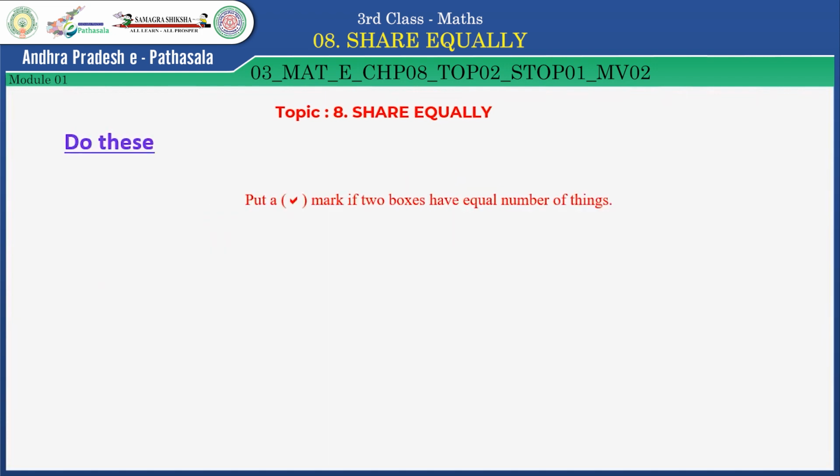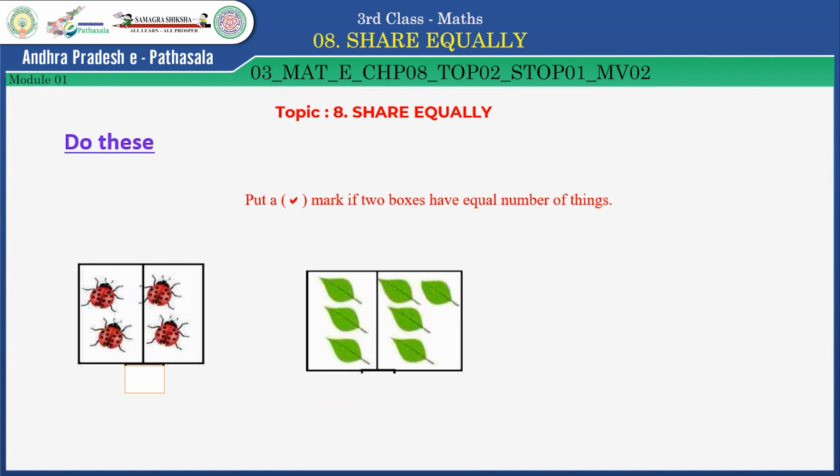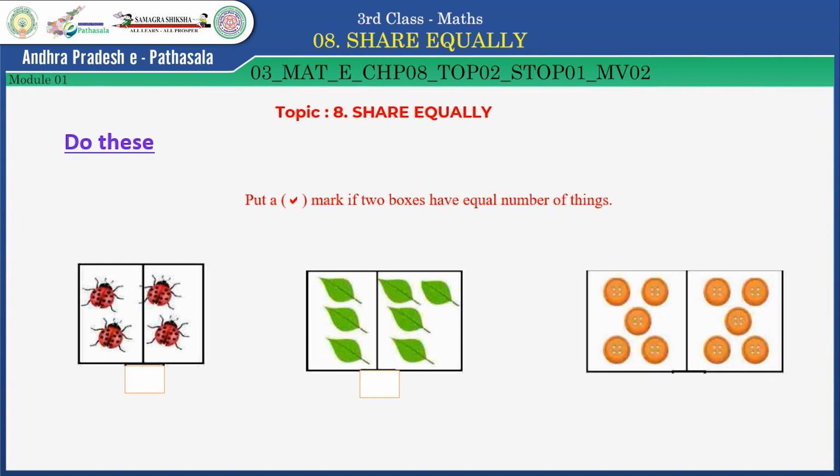Do these. Put a tick mark if 2 boxes have an equal number of things. Observe the first box, there are 4 cockroaches. Left side, 2 cockroaches, and right side, 2 cockroaches. Observe the second box. On the left side, 3 leaves, and on the right side, 4 leaves. Observe the third picture. On the left side, 5 buttons, and on the right side, 5 buttons. Now tick mark for equal number of things.